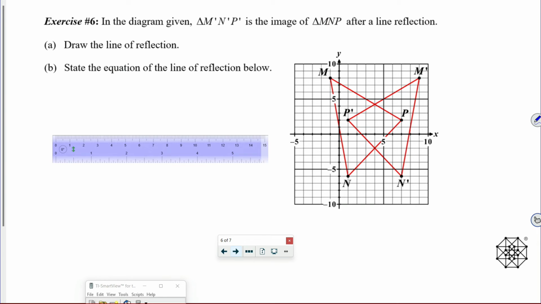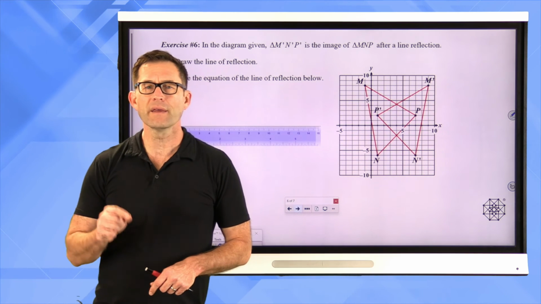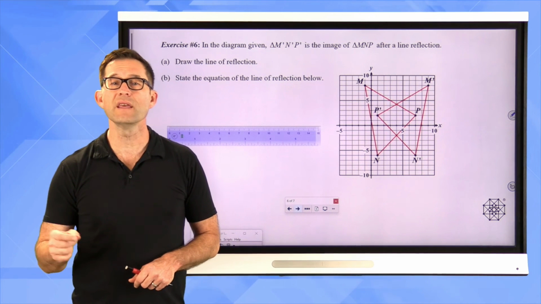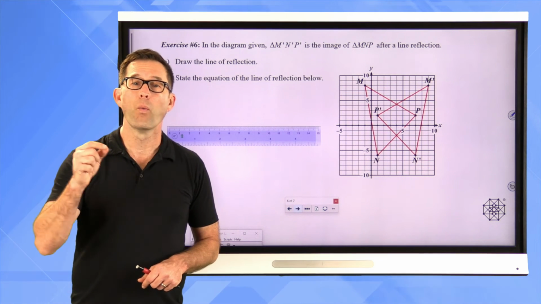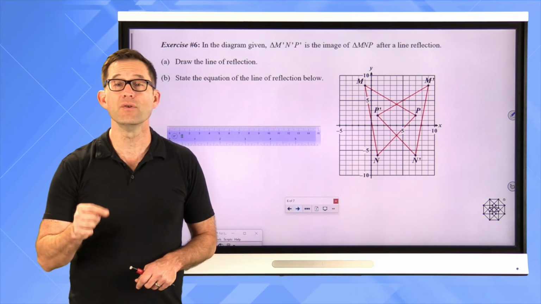In the diagram given, triangle M'N'P' is the image of triangle MNP after a line reflection. Letter A, draw the line of reflection, and letter B, state the equation of the line of reflection below. All right, I'd like you to pause the video right now and see if you can figure out where the line of reflection is. See if you can graph it.